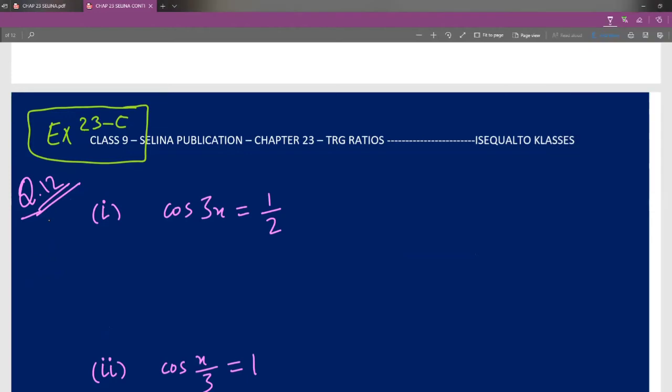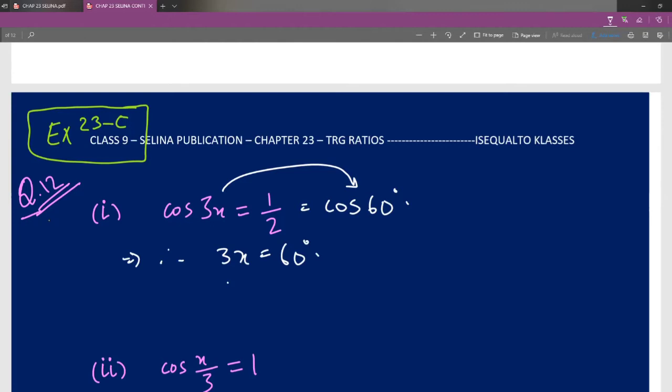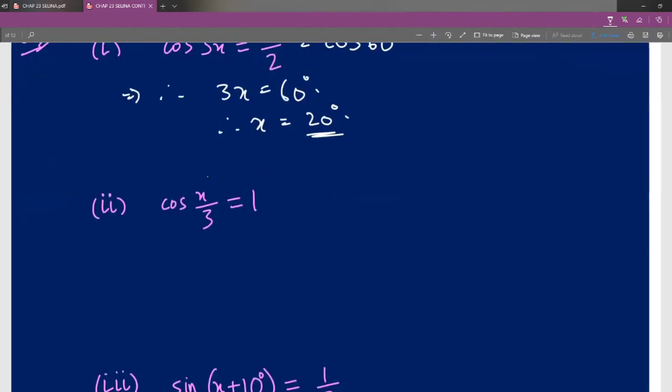Okay, so over here we need an angle such that cos of that angle is equal to 1 upon 2, so therefore that angle will be equal to 60 degree. So therefore 3x will be equal to 60 degree. Therefore x will be equal to 20 degree. Moving on to our next part.